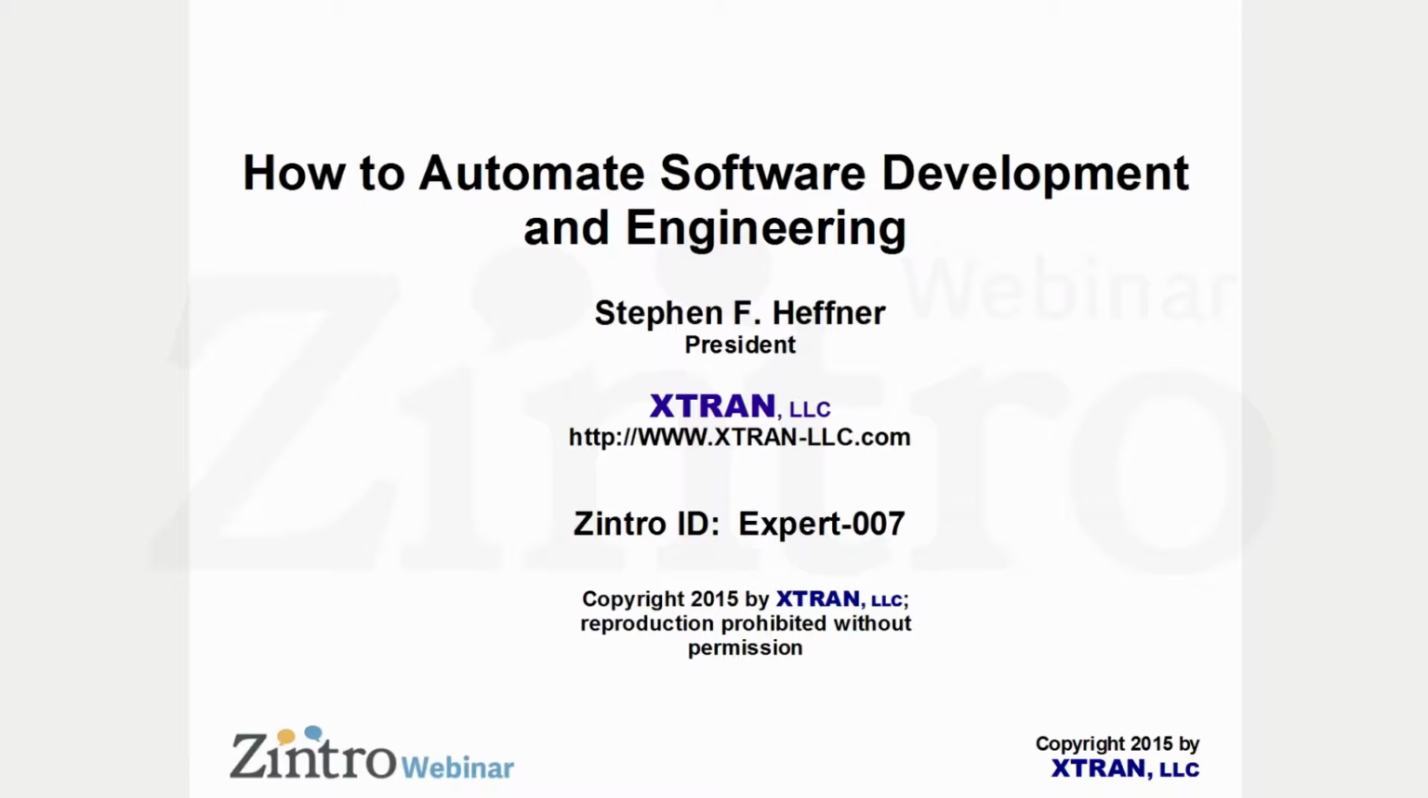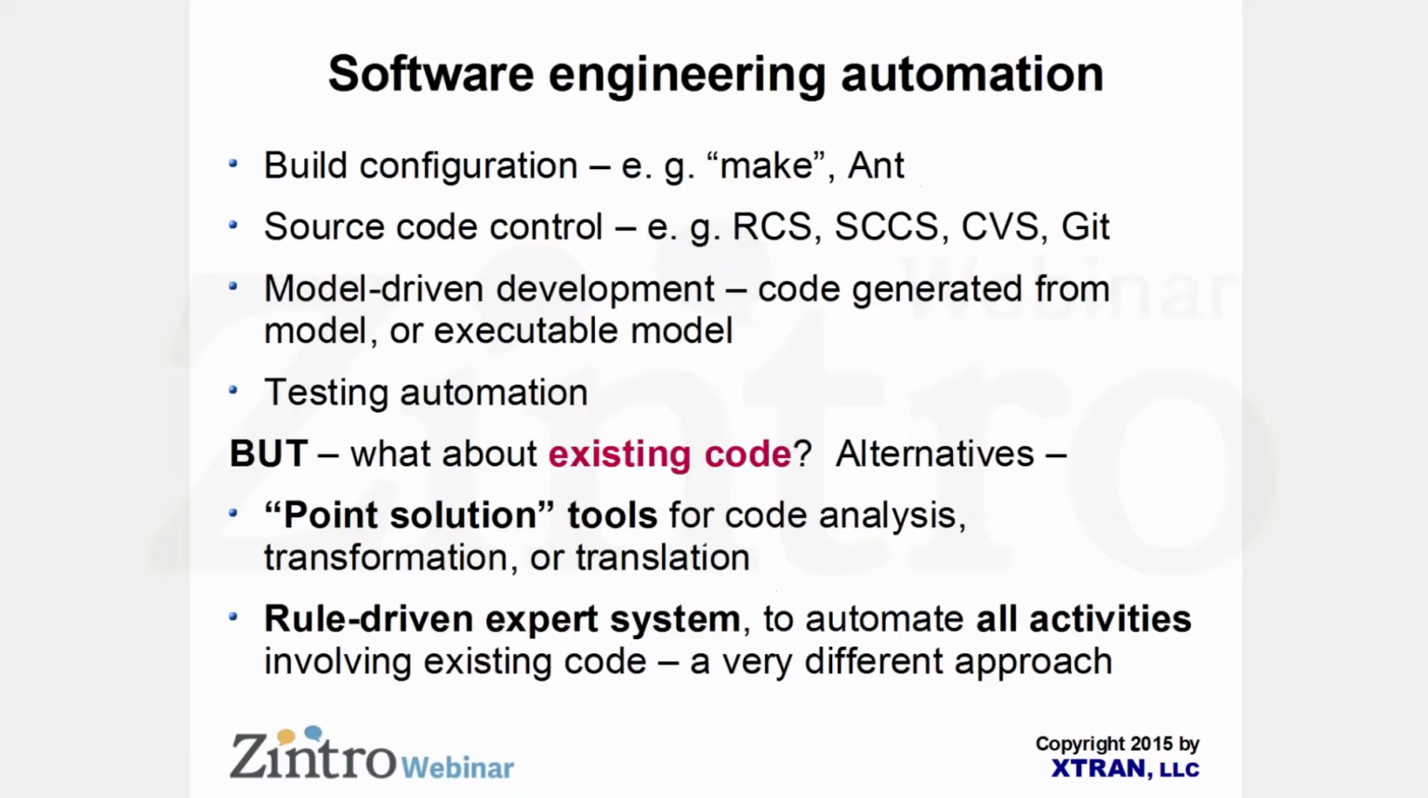What we're going to talk about today is the automation of the software development and engineering process. Now, software delivery has been getting quite a bit of automation attention lately. We've got build configuration, make, the old make, and things like that, which control an actual building process. Source code control, of course, with the old RCS and SCCS from Unix, CVS, Git is one of the more active ones these days. And then we've also got some automatic code generation from models, what's called model-driven architecture or model-driven development. And then we've also got testing automation with things like JTest and other frameworks for doing testing.